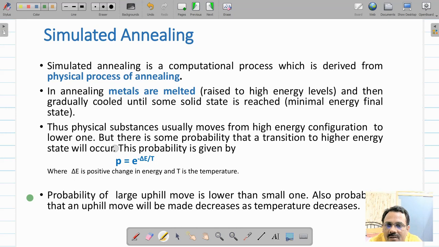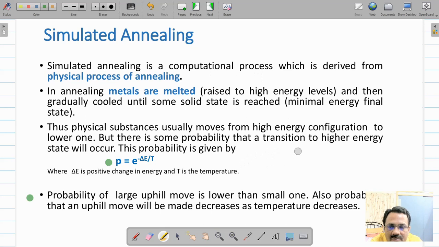So initially the probability of accepting those worse solutions will be high, and as the algorithm progresses, as temperature decreases, that means probability will be lesser. So the probability of a large uphill move is lower than a small one.